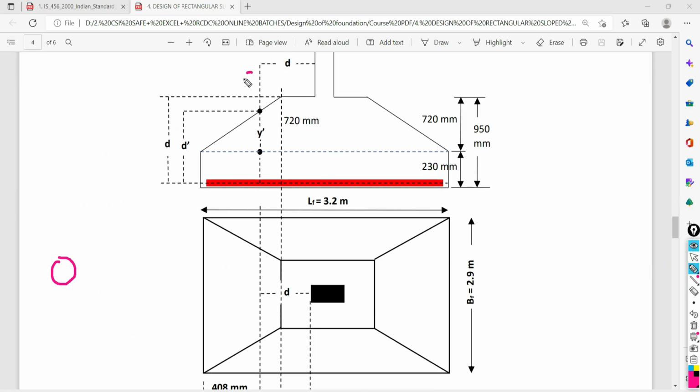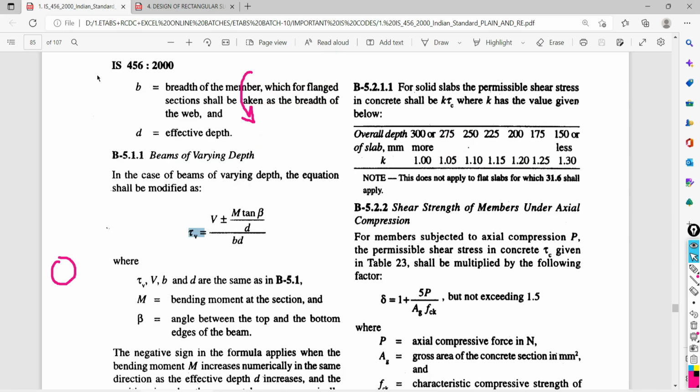With all of this calculation, we have to use this equation for finding out how much nominal shear is going to be developed at this critical section. So the formula for that, given in your IS 456-2000: nominal shear equals your shear force value plus M into tan beta divided by effective depth, divided by width multiplied by effective depth.